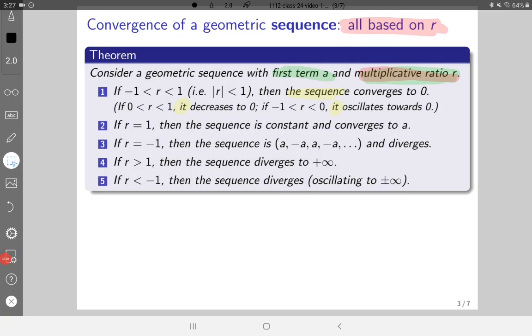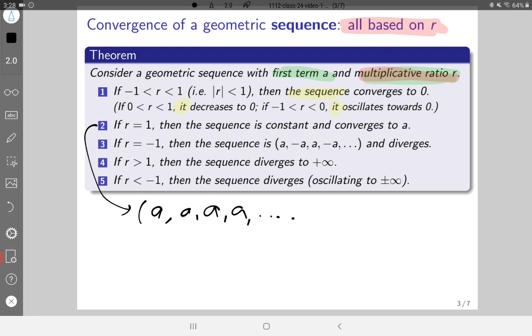So that covers all of the situations where r, the ratio, is less than 1 in magnitude, in absolute value, if it's between negative 1 and positive 1. Now, if r is exactly 1, then what's the sequence? It starts at a, I multiply by 1 to get the next term, and I get a. And then I multiply by 1 to get the next term, and I get a.